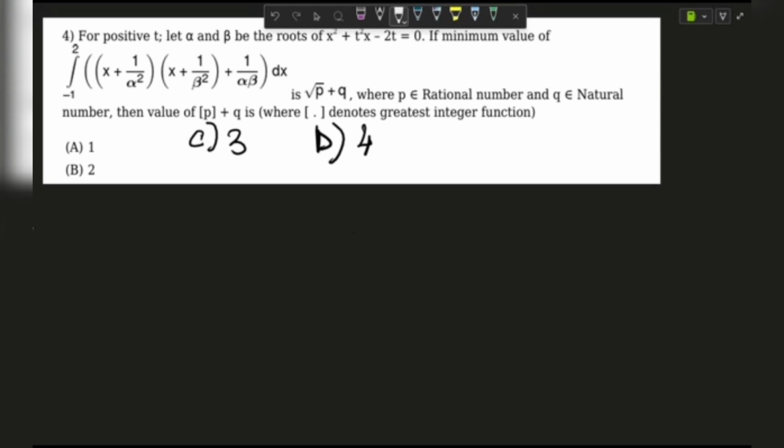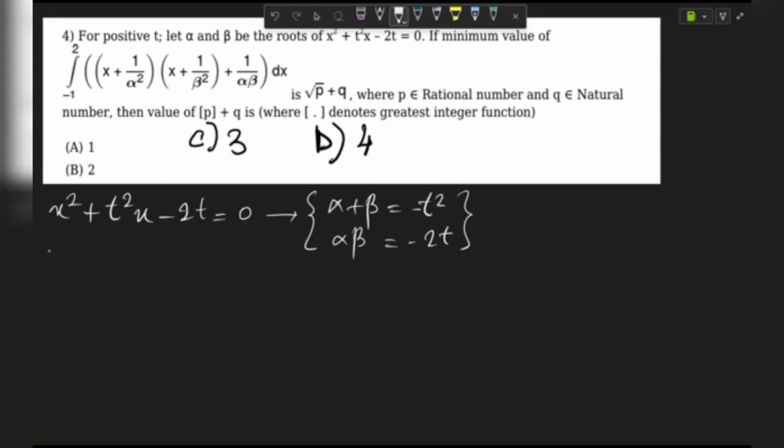Okay, I'm starting now. So this is basically x squared plus t squared x minus 2t equal to 0. And now we have alpha and beta as roots, and as you can see from this long integral, there is alpha squared, alpha beta, which is directly an indication of the fact that we have to manipulate many things using the relation of roots. So basically we have our sum of roots alpha plus beta, which is minus t squared, and product of roots alpha beta becomes equal to minus 2t.